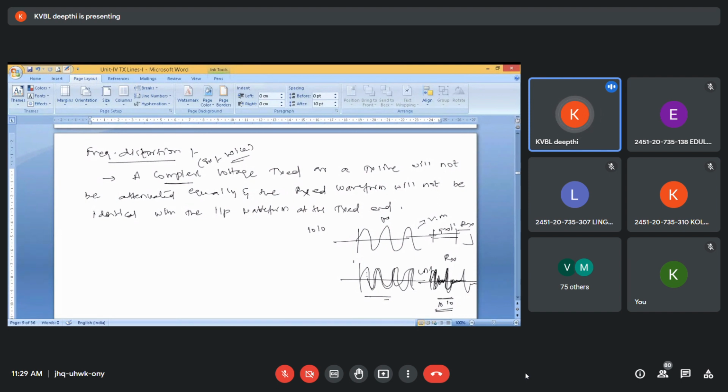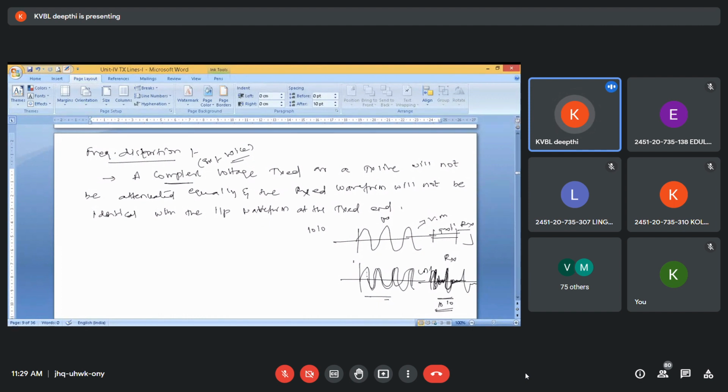So in that case, that type of distortion is called frequency distortion. Did you understand what is called frequency distortion? Yes or no? Right.